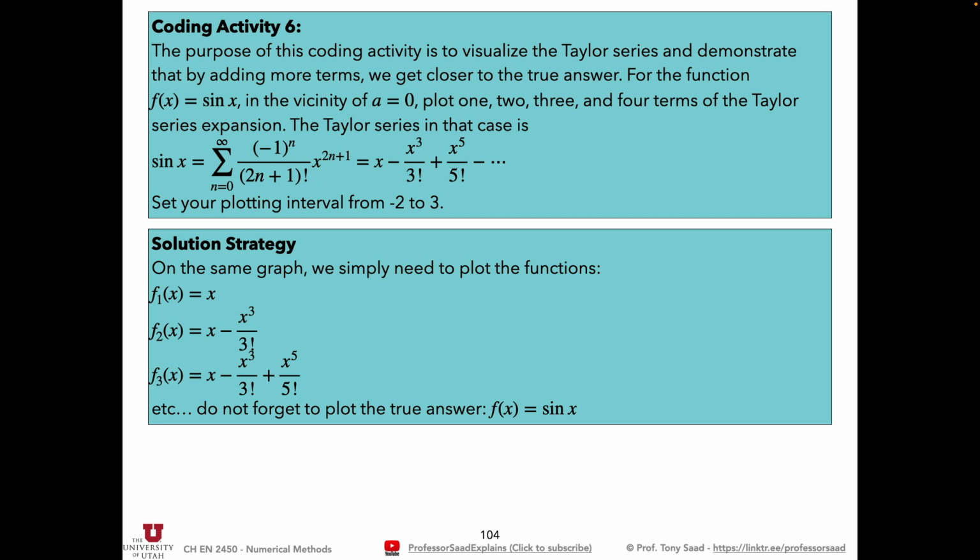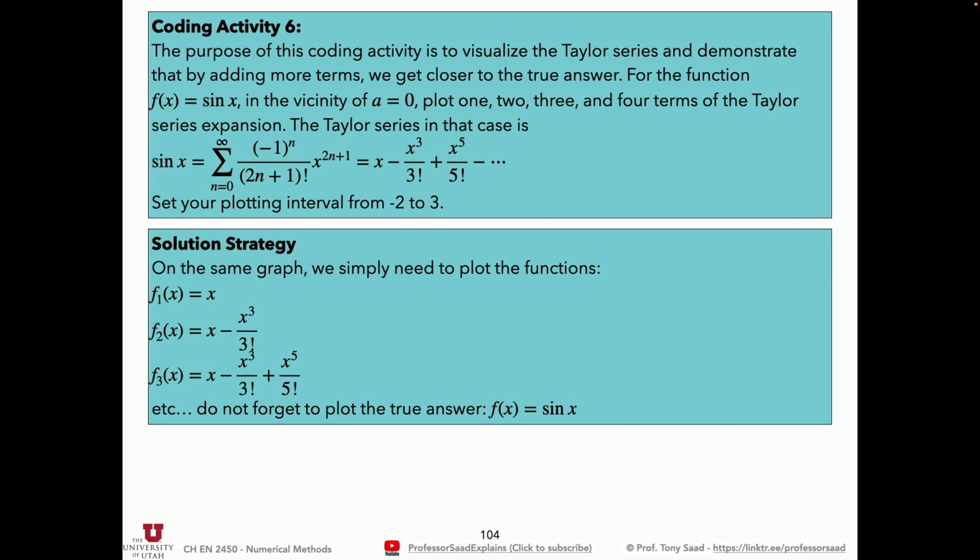So here's my solution strategy. Very simple, straightforward. On the same graph, I'm going to plot the first term. So f of x equal x. That's going to be a straight line. Clearly, that's not an approximation to sine x, but you'll see it intersects sine x right around the origin.